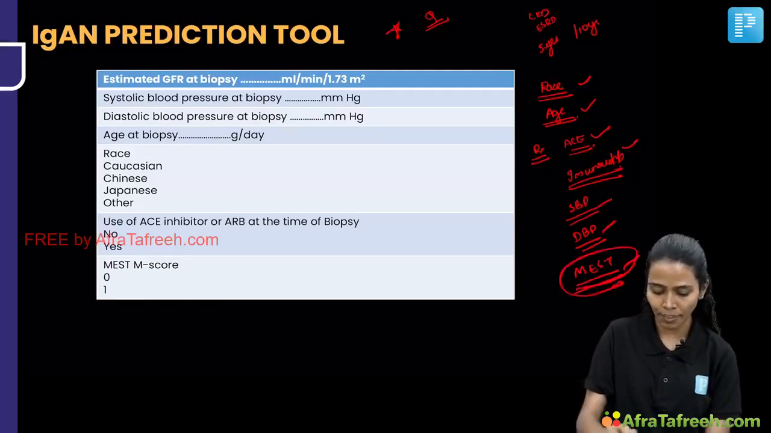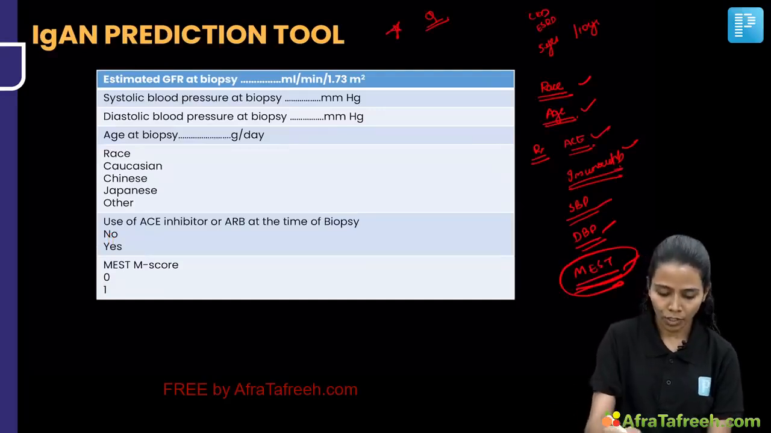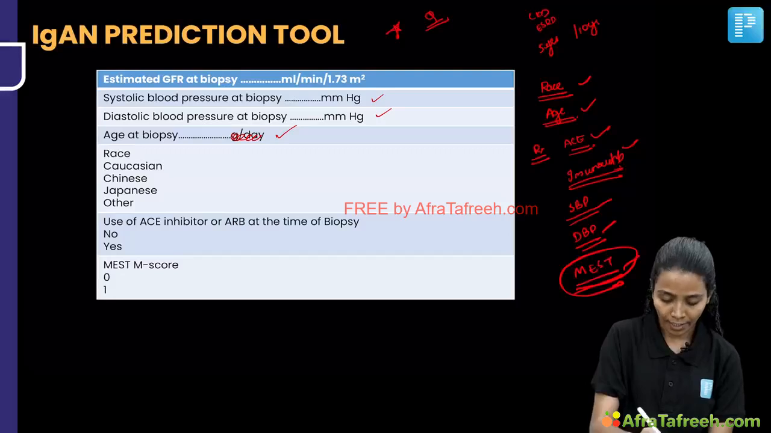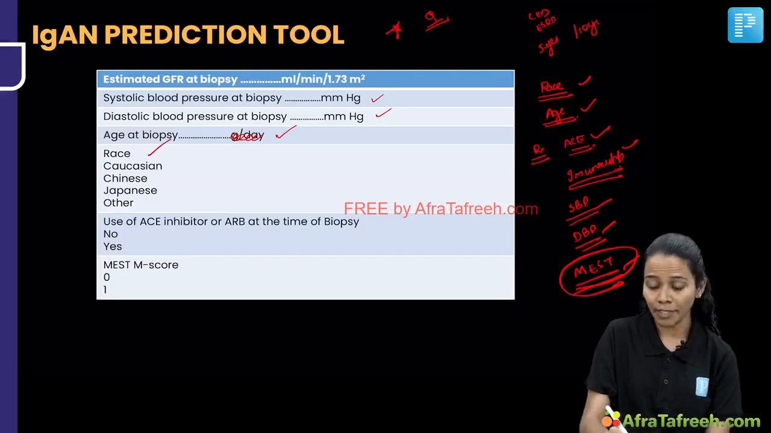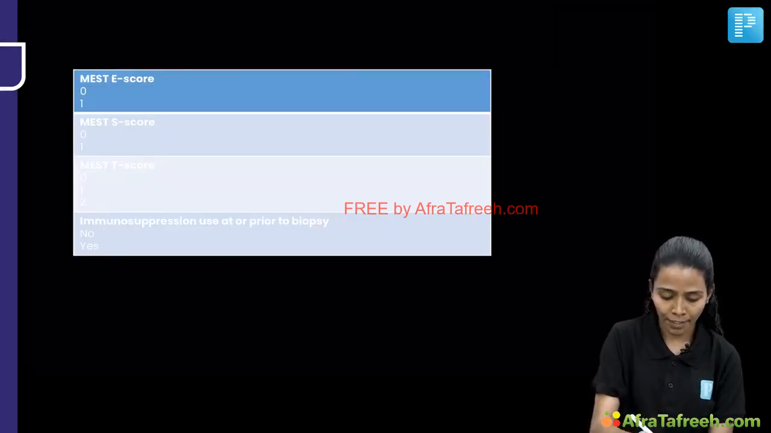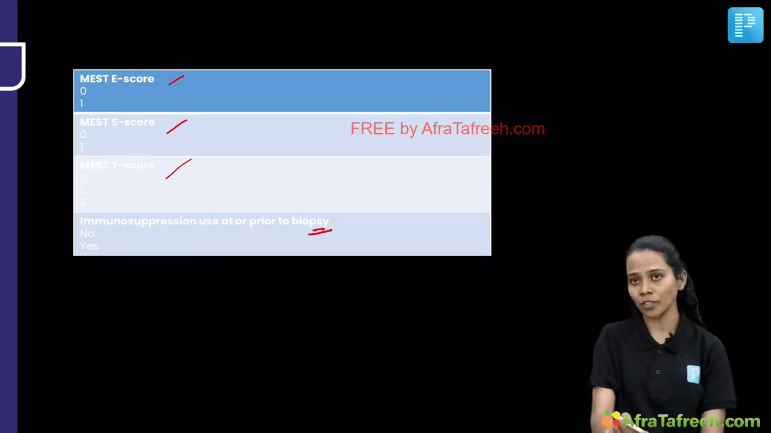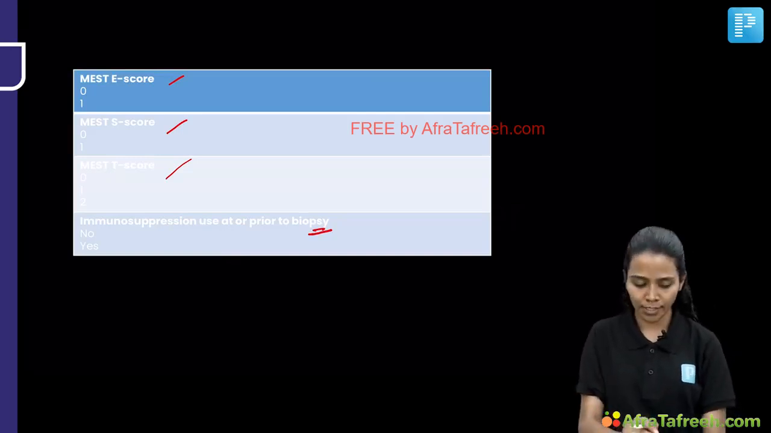Now, this MEST will be divided into 4 separate parameters, right? So, here you can see there is systolic blood pressure, diastolic blood pressure, age at biopsy, race, use of ACE inhibitor or ARB, MEST score, M, E, S and T, and immunosuppression use at or prior to the biopsy. So, based on this, the scoring is done.